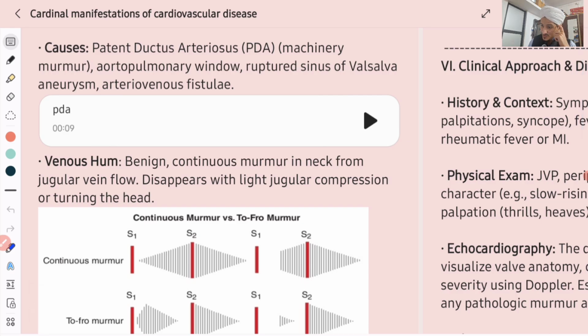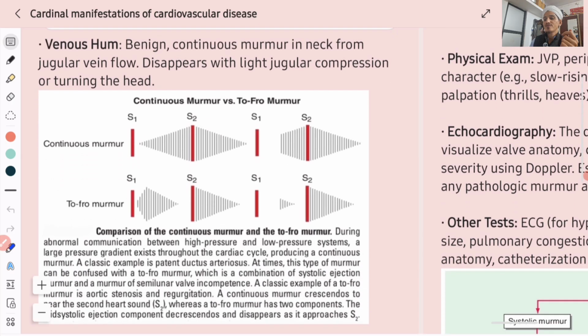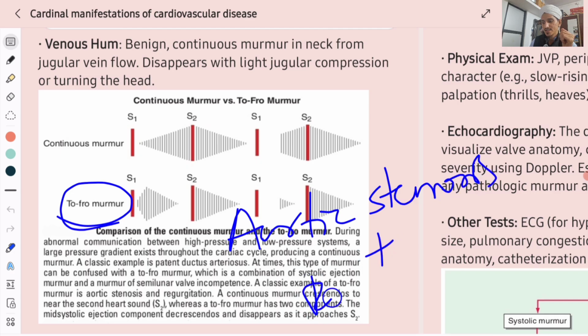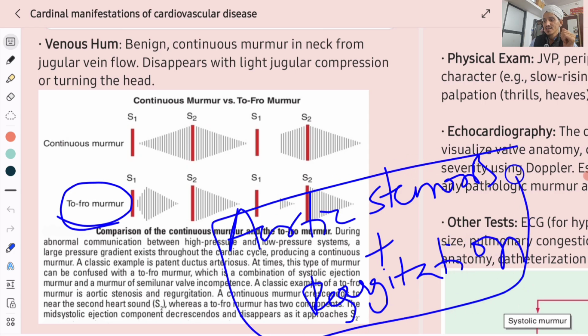Okay, so you need to differentiate between continuous murmur versus to-and-fro murmur. To-and-fro murmur you will see in aortic stenosis plus regurgitation. Both will be present simultaneously. That is seen in to-and-fro murmur.